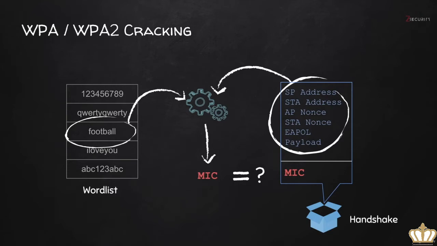And it'll keep doing this through all of the passwords in my word list. If any of them generates the right MIC, then this is the password for the network. Otherwise, we won't be able to get the password. That's why the success of this attack really depends on your word list. So, let's see how to do this in practice.